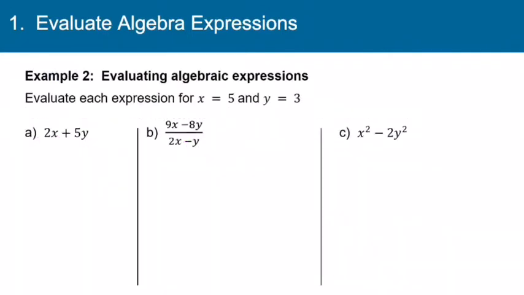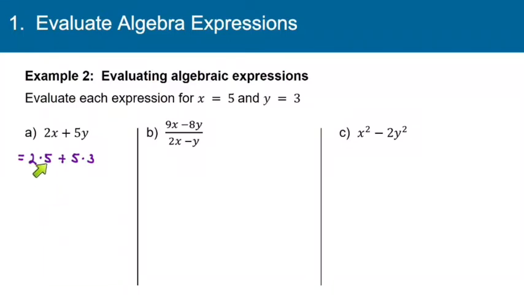Now in example 2, we're going to do the same thing that we did in example 1, only this time we'll have 2 different variables. And in this case, they're telling us that x equals 5 and y equals 3. So we will evaluate each expression given that x equals 5 and y equals 3. Okay, here we have 2 times x plus 5 times y. Now we know that x is 5 and y is 3, so I'm going to write 2 times 5 plus 5 times 3. And you can see here I used the dots instead of the parentheses just to show you that you can do that. Again, I usually use parentheses.